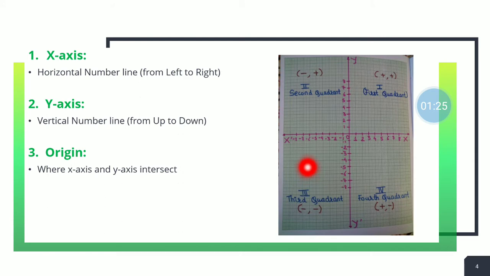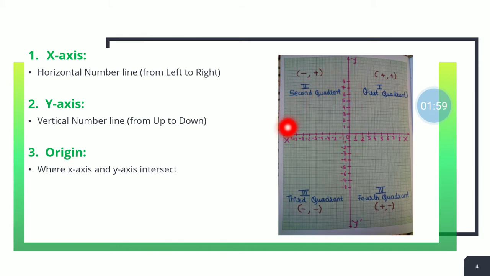X-axis, the horizontal number line from left to right. Here on the x-axis, on the right hand side there are positive numbers and towards the left there are negative numbers. Y-axis, the vertical line from up to down. Above the zero we will see all positive numbers and below the zero we will see all negative numbers. Origin, where the x-axis and y-axis intersect, is known as the origin.